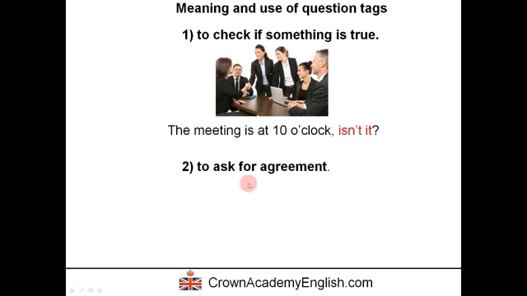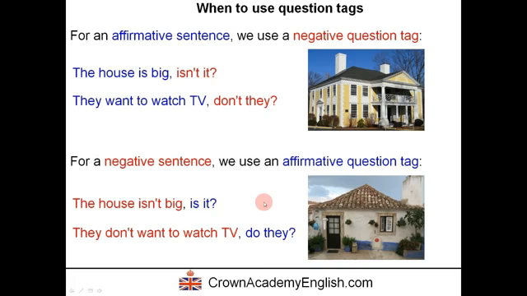They don't want to watch TV, do they? So this is the negative statement. And here is the affirmative question tag. Do they? Okay? So this part is always a sentence, a statement. And then we use the question tag.